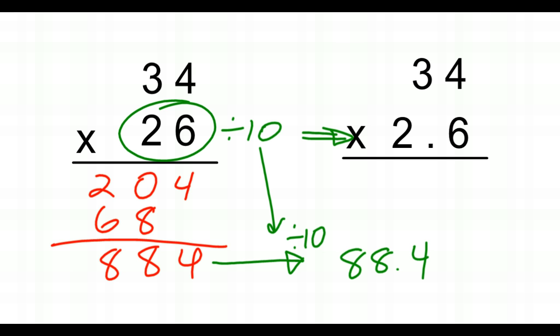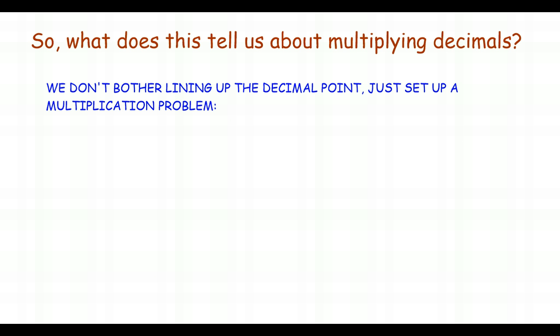But let's take a look at the process for multiplying decimals and see how that works. First, just like in integer multiplication, we don't bother lining up a decimal point. In integers, the ones end up lined up. We just don't bother with it here because we're multiplying, we're not adding. So we don't need to line up the place values.